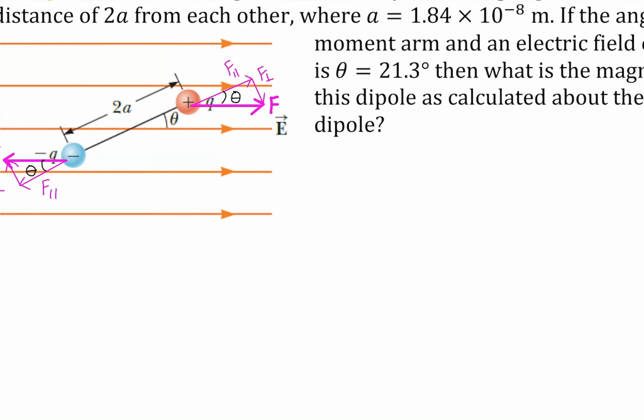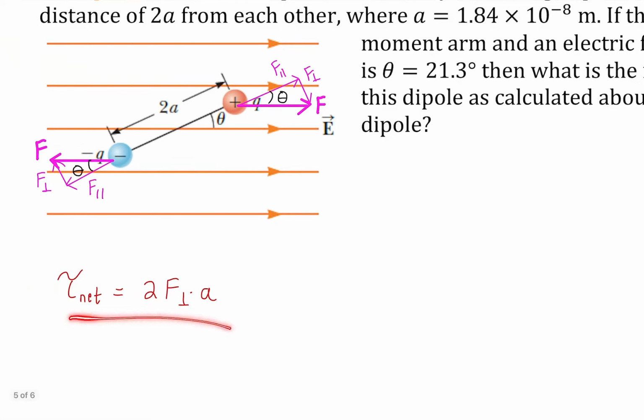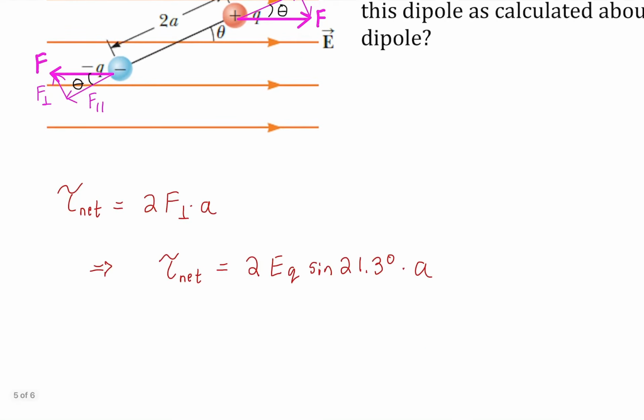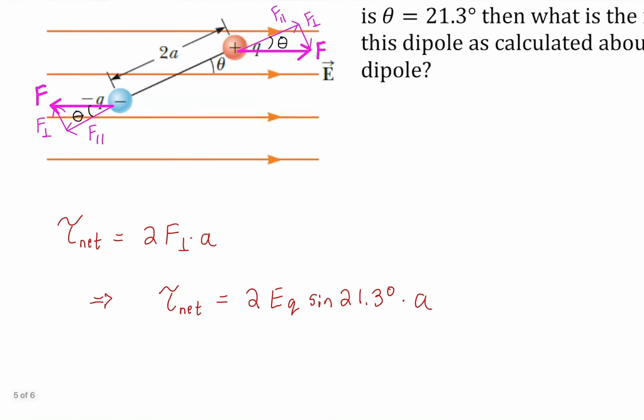So in that case, the net torque is just going to be 2 times the perpendicular component of the force times A. The reason is that these are absolutely equal forces, because they're equal charges and they're both in the same electric field. Makes sense, right? So that's the net torque. Torque is force times radius. We'll replace the force with E times Q because we know those values. We'll then note that since it's the perpendicular component, that's going to be sine, because it's opposite. So sine of 21.3 degrees.